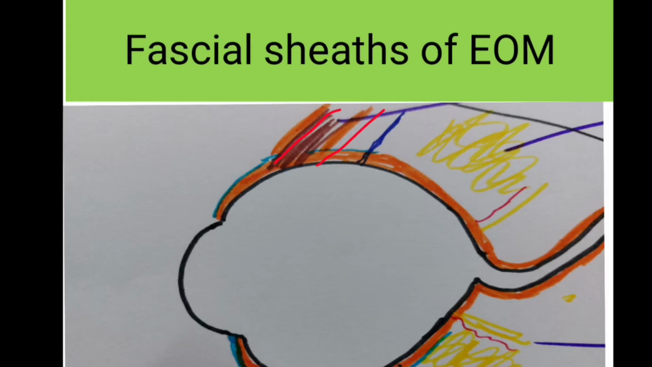There are two schools of thought regarding the facial sheaths of the extraocular muscle. Some say that it is a separate sheath covering the extraocular muscle. But the other says that the extraocular muscle pierces Tenon's capsule, so that Tenon's capsule lines the extraocular muscle like a glove. So that is the facial sheath of the extraocular muscle.